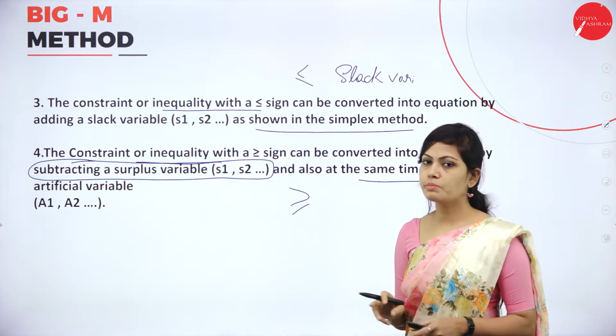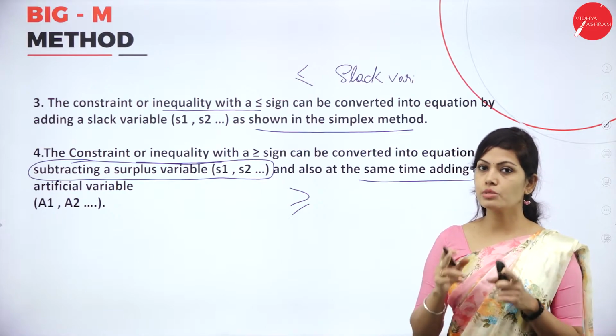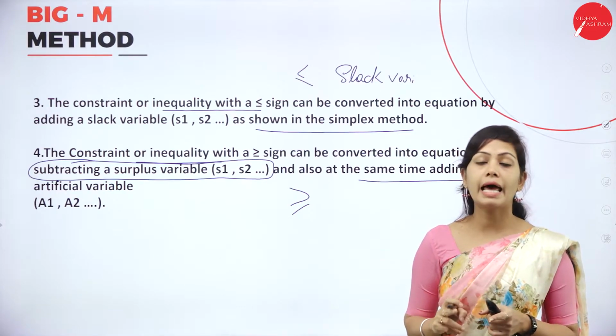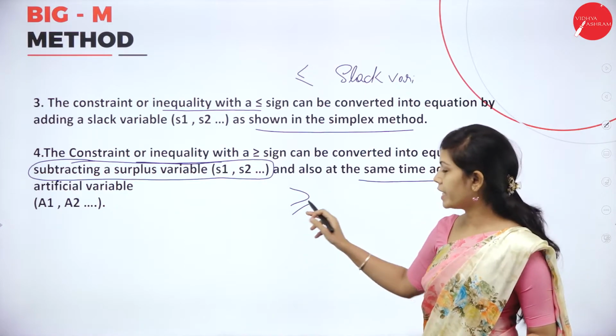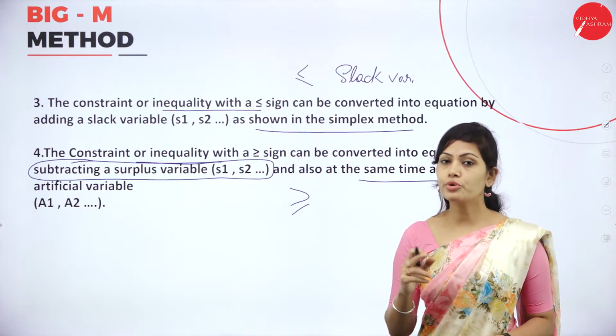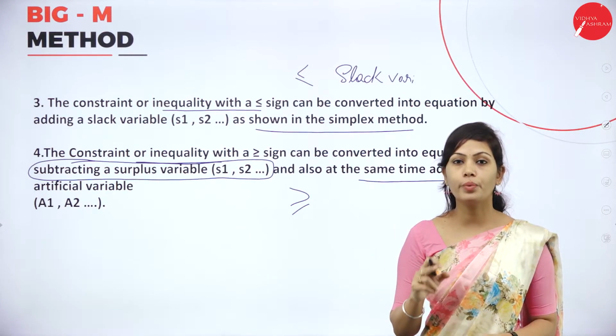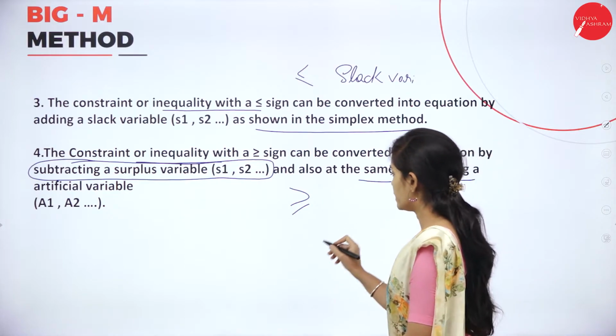So in the simplex method, for converting inequalities into equalities, we add only slack variables. But in the BCA method, if you get a greater than or equal to constraint, you have to subtract this surplus variable with an artificial variable. I will explain with an example.